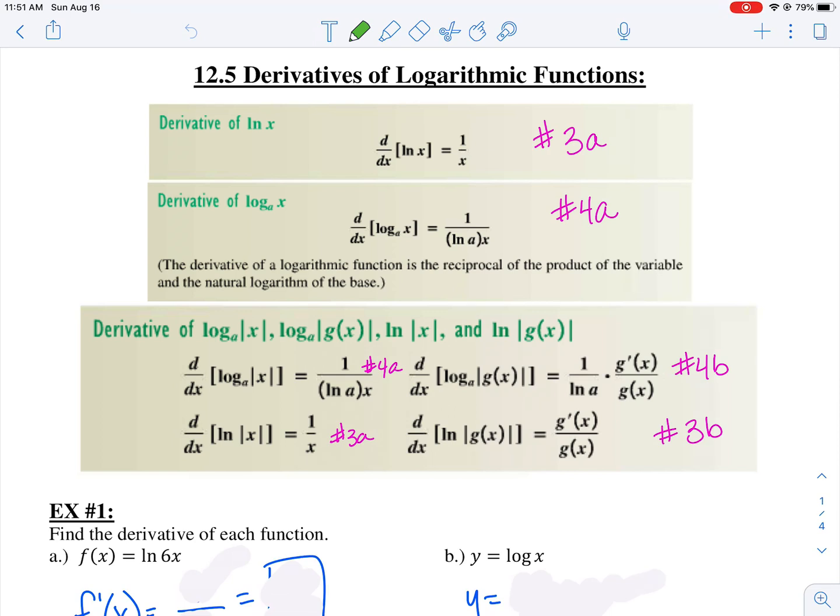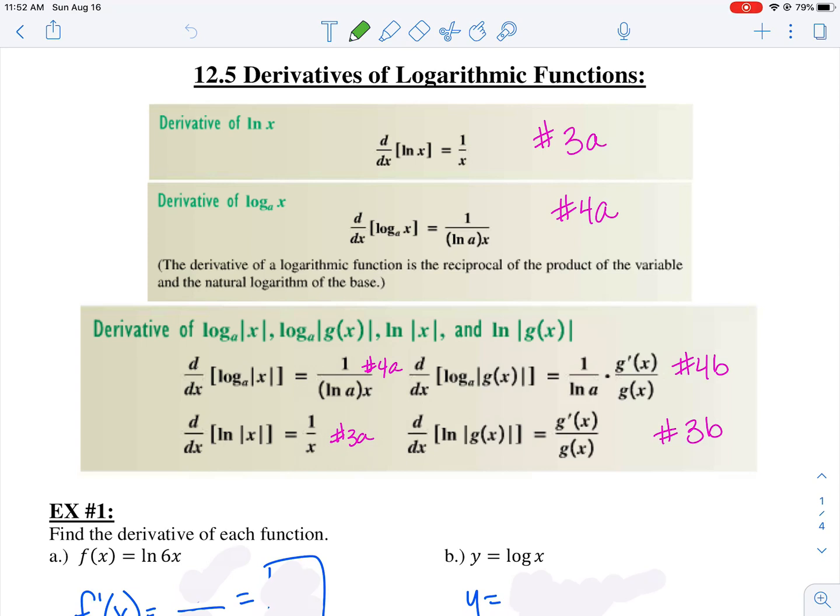because those are really the same formula, just making sure that we're emphasizing the absolute value of x, making sure that x is positive, both on the natural log and the log. Now if you look on the right side of that bottom one, I have 3b and 4b, because those, just like the exponential functions, could possibly be functions inside of functions, or chain rule.